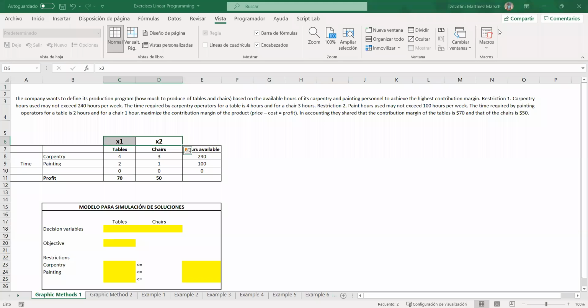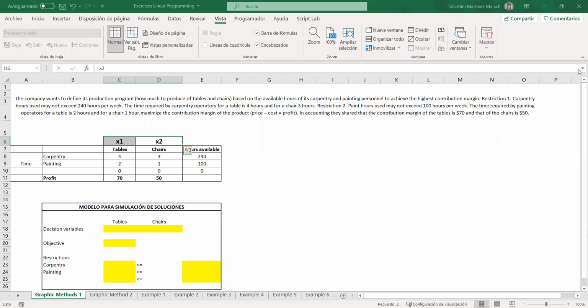Okay, guys, today we're going to see how to solve linear programming problems using Solver. Solver uses the simplex method, which is a method used for solving linear problems. We have to remember that we're going to be using the simplex method. When we use Solver, we can have more than two variables, which is different from the graphic method, because in the graphic method we can only have two variables since we only have two axes.